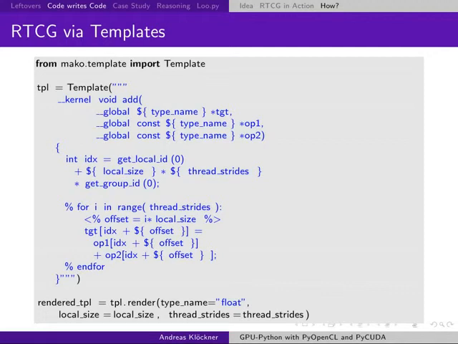Then we substitute in the local size and the stride of the thread into this index computation here. So these just put in numbers. And then lastly, we expand the stuff that is between these two expressions here. So the templating runs into here, sees the percent sign, and goes, I'm being talked to. And you see the for loop, and again to the end for, and it just loops around this thing for the given number of times.